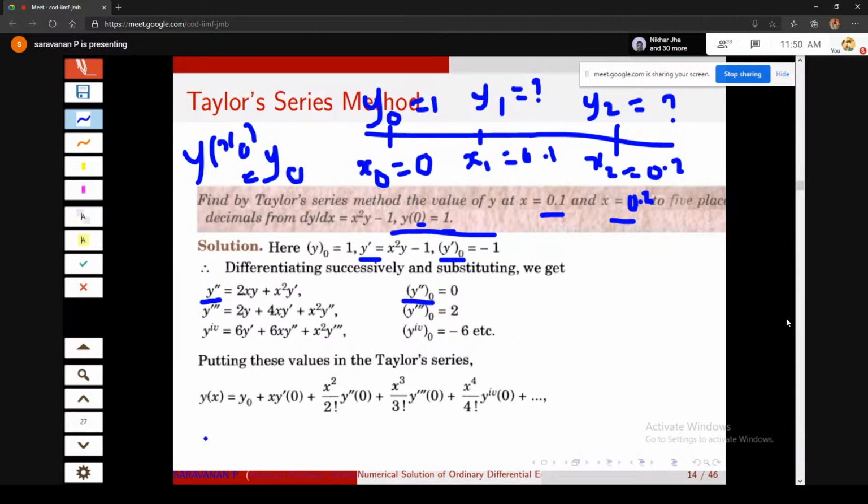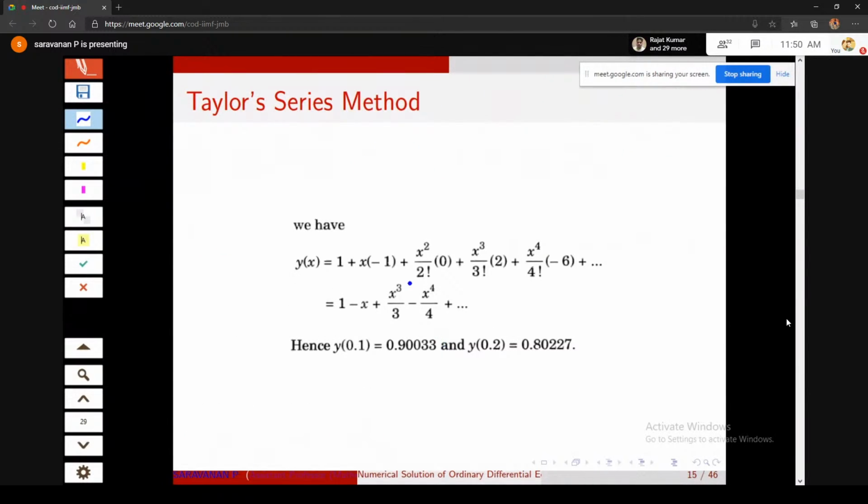Okay. So write the formula I told you earlier, that is y1 equal to y0 plus h by 1 factorial y0 prime plus h square by 2 factorial y0 double prime, etc. So there you substitute up to the 4 derivatives, simplify, you will get the answer.